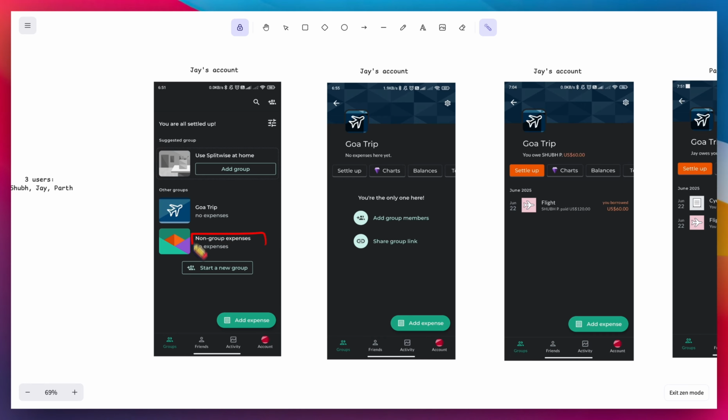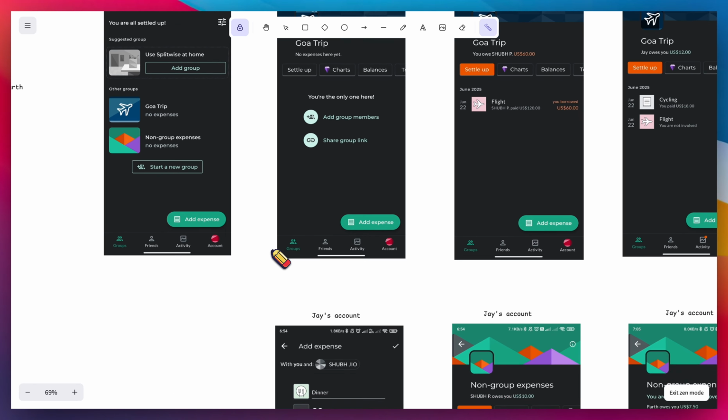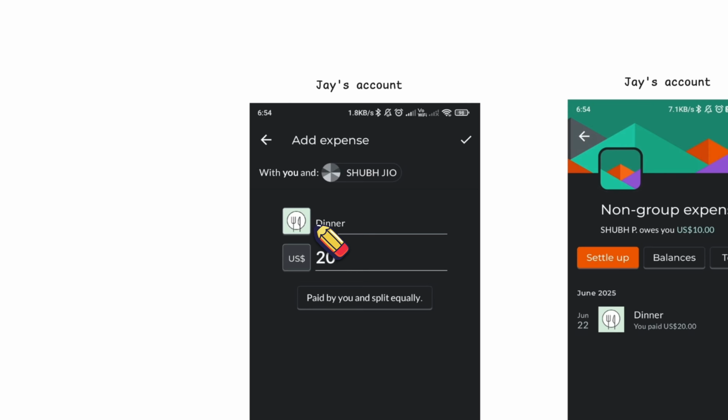one-to-one expenses. Again, for that, you would just select a particular user with whom you want to create the expense. For example, Jai wants to create the expense with me. So Jai will click on my name and create the expense. The name of the expense is dinner and the total amount is $20 and it is being paid by Jai. So here you can select by whom it was paid and how you are willing to split that bill.